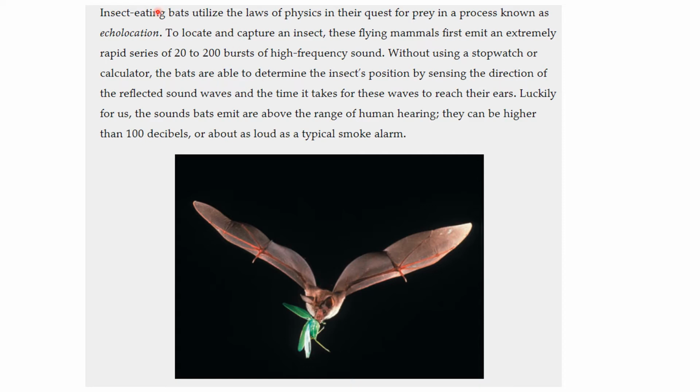Animals use physics too, and in fact this bat uses the laws of physics. The reason this is interesting, I think, is that to locate and capture prey, these flying mammals emit an extremely rapid series of bursts of high frequency sound, just like ultrasound. Without a stopwatch or a calculator, they can figure out the direction of the reflected sound waves and the time it takes for them to reach them, and that means they can go and catch their prey.